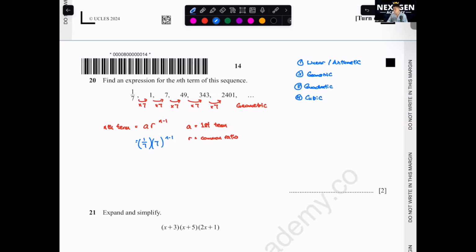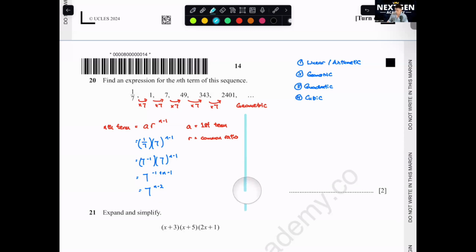However, in the exam, they would normally want you to simplify it. So you see there's 7 and 7, right? How do we simplify it? You can rewrite this into 7 to the power of negative 1 times 7 to the power of n minus 1, which you can rewrite into 7 to the power of negative 1 plus n minus 1, equals 7 to the power of n minus 2. This is your final answer. So this is by using the formula.